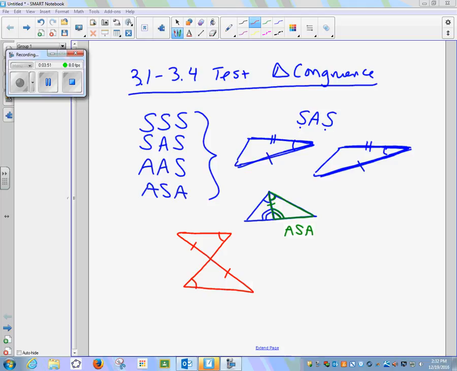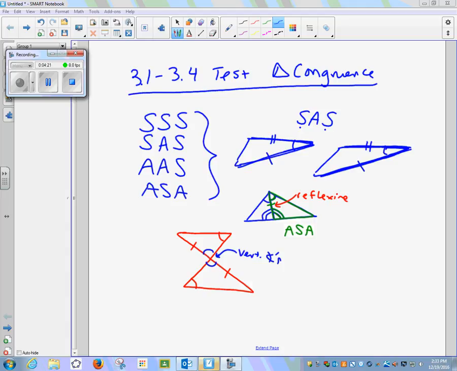Okay, so there's another thing I could mark in this diagram. Kevin, what do you think? Vertical angles, very good. So we're going to mark this congruent to this by vertical angles. That's reflexive. These are vertical angles, right? Those are the two things that most commonly you're going to be able to mark on your own.